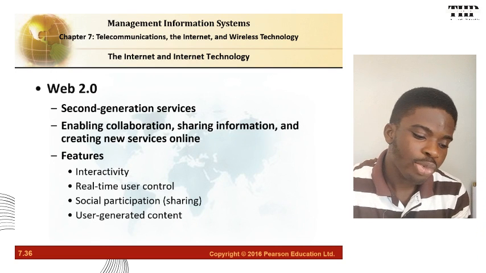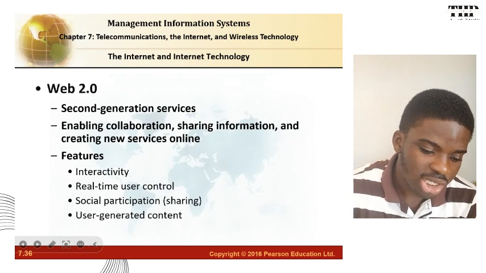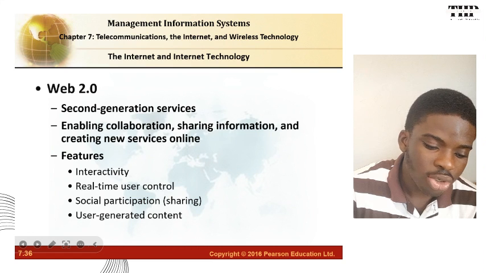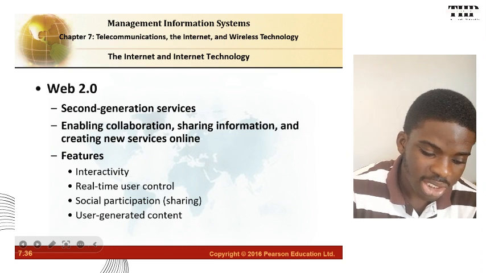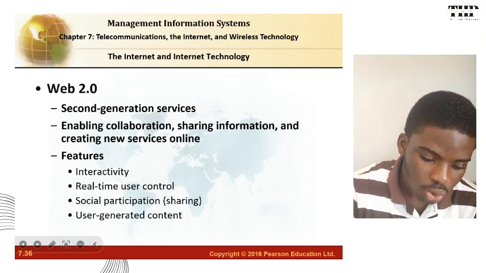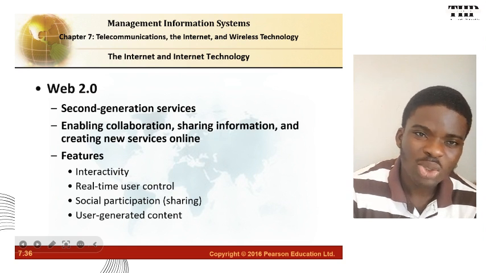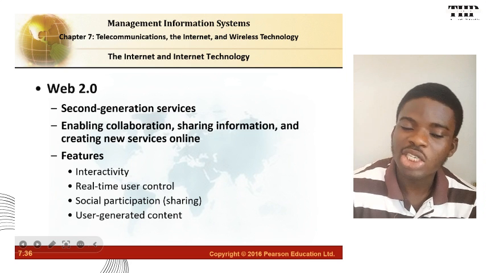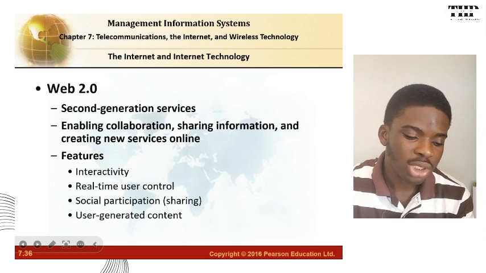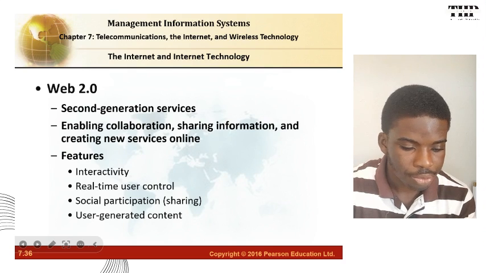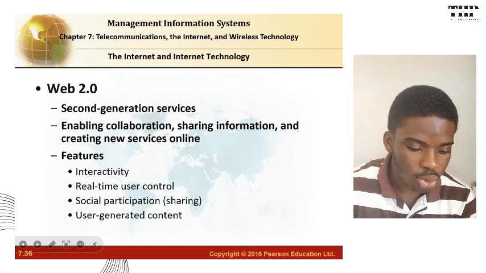Then you have Web 2.0. That's the second generation of services. It's enabling collaboration, sharing information, and creating new services online. The features are interactivity, real-time user control, social participation, and user-generated content. So Web 2.0 is also a technology on the internet. Let's not get it twisted.